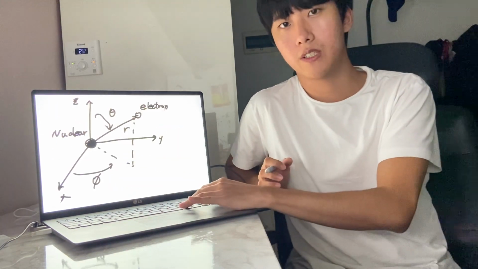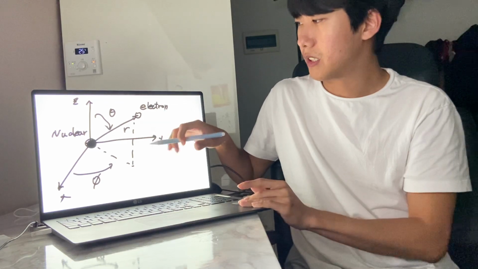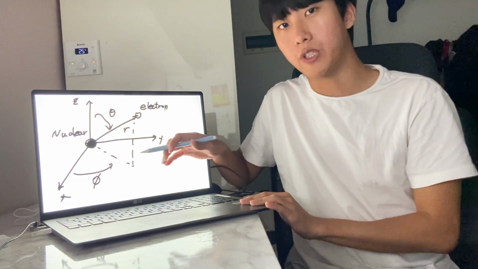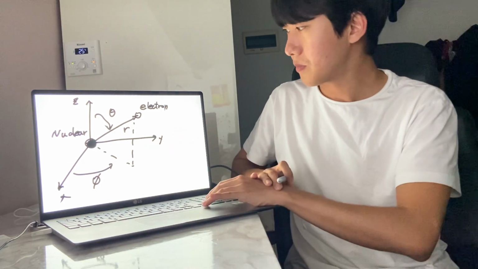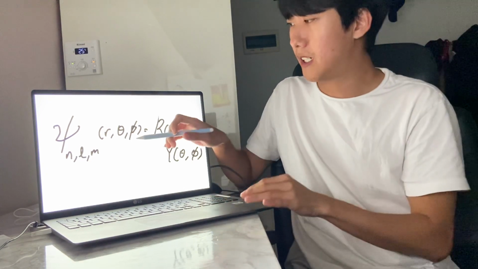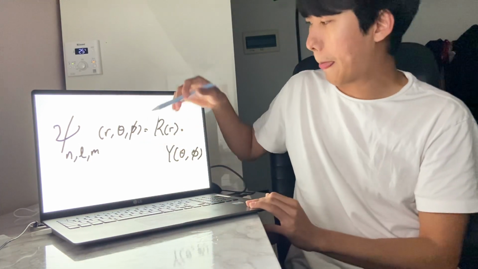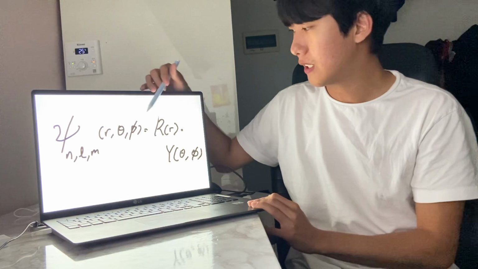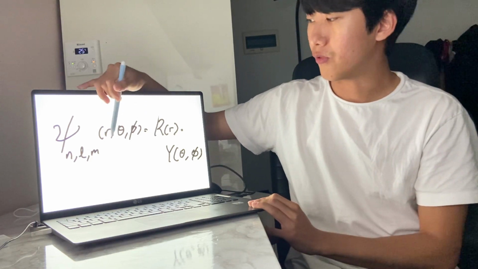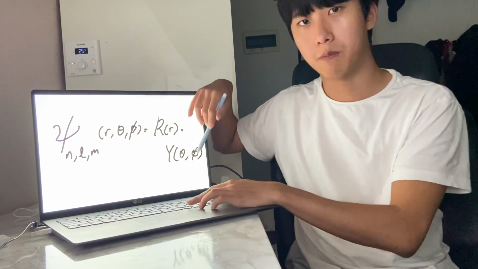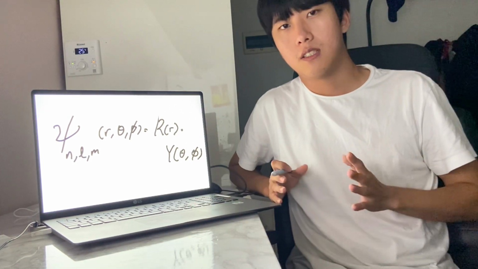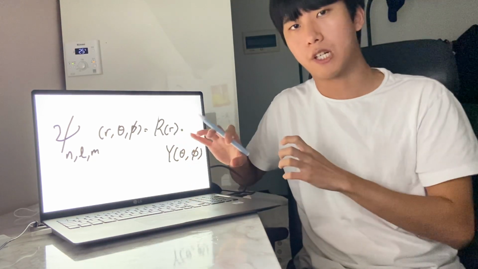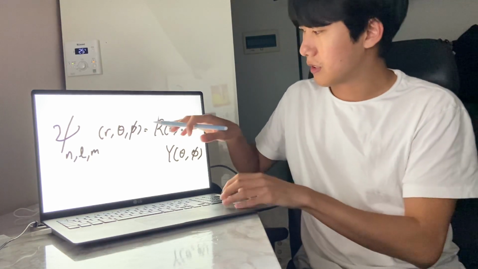In the real world, in our space, the system is described by spherical coordinates. So we can describe the wave function as a function of radius, theta, and phi. The radial and angular components are orthogonal to each other, so we can also separate them like this.